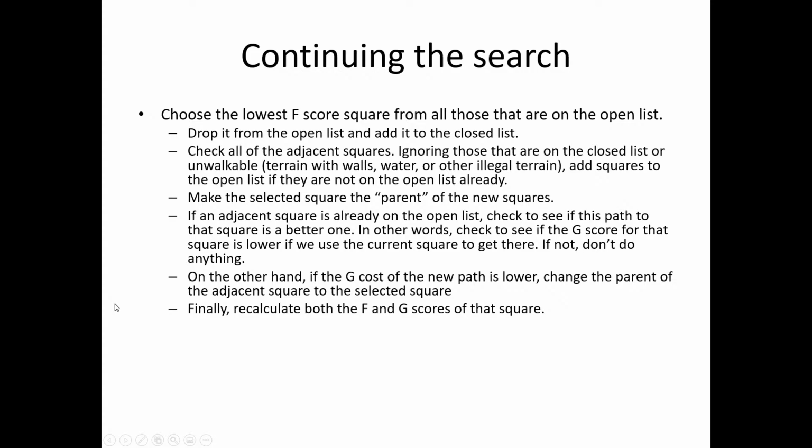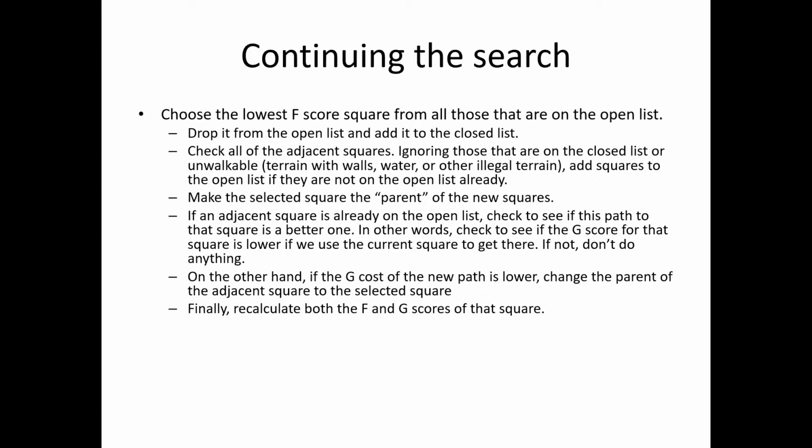Okay, so we choose the one with the lowest F score. Here's basically what happens next. We choose the one with the lowest F score, drop it from the open list, add it to the closed list, and then we check all the adjacent squares, ignoring those that are already on the closed list or unwalkable. Add squares to the open list if they're not on the open list already. Make the selected square the parent of the new squares. If the adjacent square is already on the open list, you check if you get a lower cost path to that square.